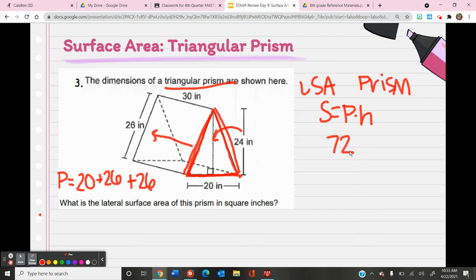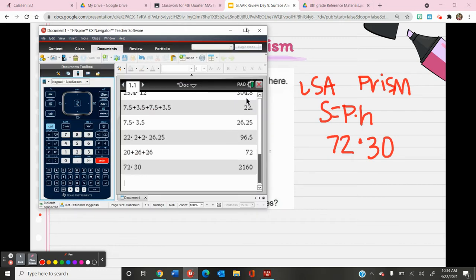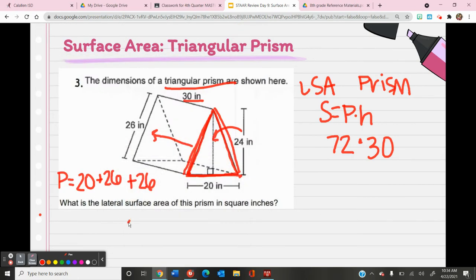So I'm going to take the perimeter, which again was 72, and multiply that by the height of my base. Now again, 24 is not the height of your base, it's just the height of your triangle. The height of your base is going to be the distance between both of your triangles, which here is 30. So 72 times 30 is 2,160. So here the lateral surface area is 2,160 inches squared.